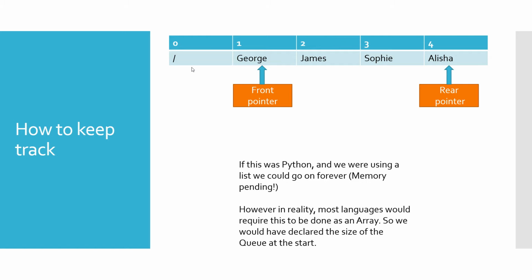Obviously, if this was Python, you might be thinking, well, I can just use a list and it will go on forever, memory depending. However, in reality, most languages don't support lists, and so it would be done using an array. And so we'd have to declare the size of the queue at the start when it is instantiated.